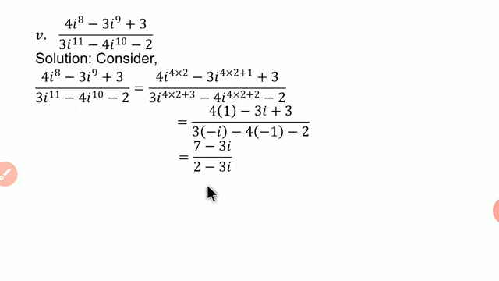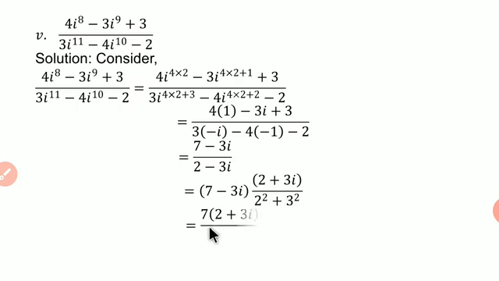Now, again using the property of division, the value of 1 upon 2 minus 3i is 2 plus 3i upon 2 square plus 3 square. So it is equal to 7 minus 3i into 2 plus 3i divided by 2 square plus 3 square. Now, in the numerator, the product of these two brackets is there, and 2 square plus 3 square is 4 plus 9, 13. So it is equal to 7 into 2 plus 3i minus 3i into 2 plus 3i divided by 13. Now open the brackets in the numerator.